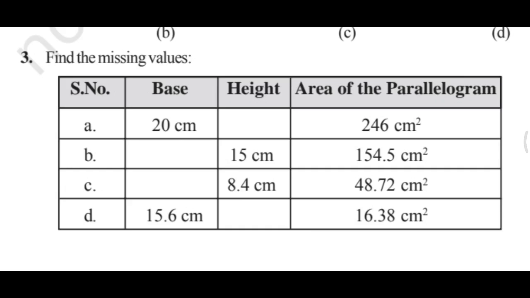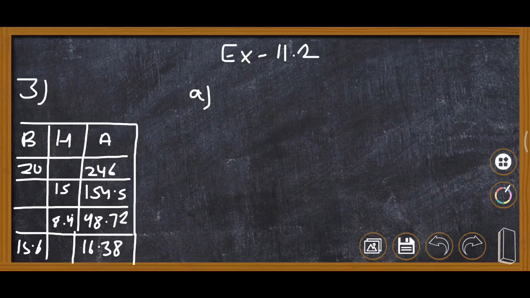In the first one you can see height is missing, in B part base is missing, in C part base is missing, in D part height is missing. Now let us find these out one by one. Now let's solve it. In this question number 3, finding the missing values, I have drawn the table here, and you can see the table in the book also. B for base, H for height, A for area of the parallelogram.